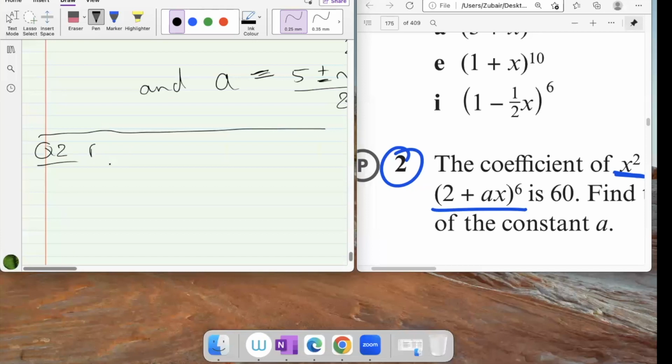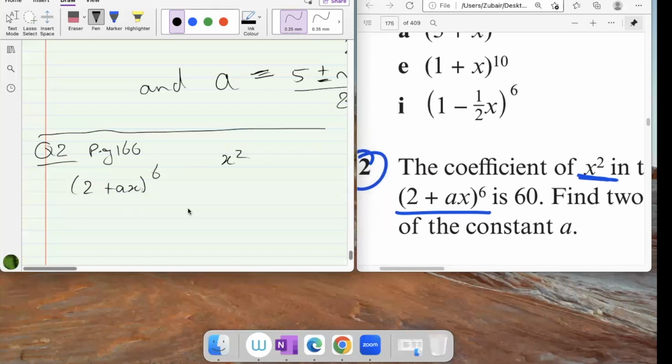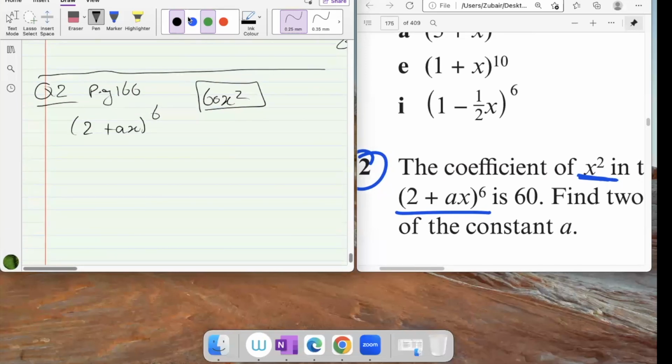This is question number 2, page 166. It says the coefficient of x square in the expansion of (2 plus ax) power 6 is 60. So this is the hint which is given. And when we expand this, if we do not go directly, because it is just x square, so it lies around the corner. This is 2 power 6 plus 6C1, 2 power 6 minus 1, ax power 1, plus 6C2, 2 power 6 minus 2, ax power 2.